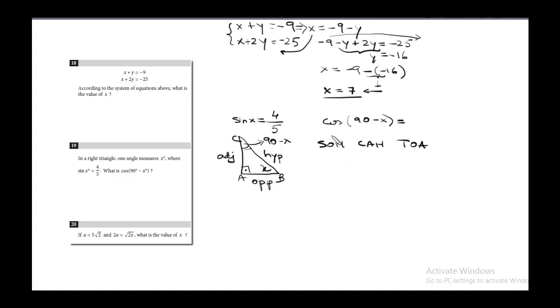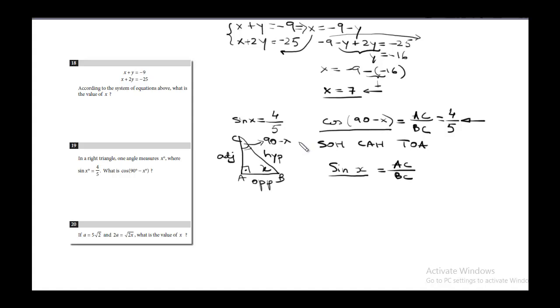Therefore, cos of 90 minus x will be equal to AC, adjacent, over BC, hypotenuse. Sine x is the opposite side of angle B, which is AC, over the hypotenuse, which is BC. We can see that cos of 90 minus x is the same thing as sine x. They are both equal to AC over BC. So that is equal to 4 over 5.